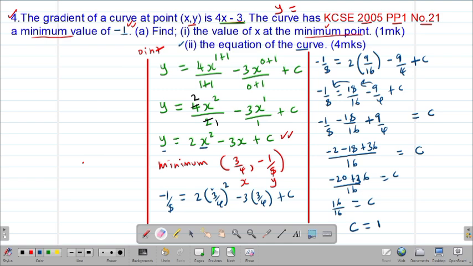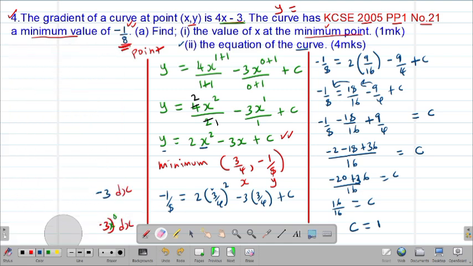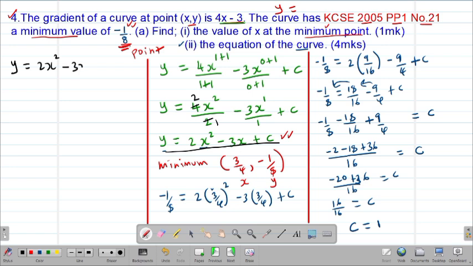Now, having gotten the value of c, we can now get the equation of this particular curve. I'm simply going to substitute the value of c in my equation to get the equation of the curve. Now, the equation of the curve, it was this one here. So it was y is equal to 2x squared, then of course minus 3x, then of course plus c. Therefore, this will be y is equal to 2x squared minus 3x, then plus c. My value of c is 1.